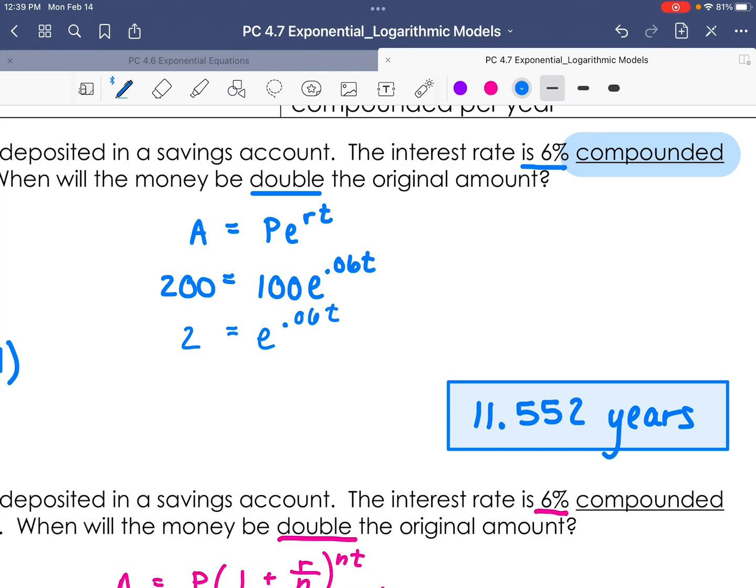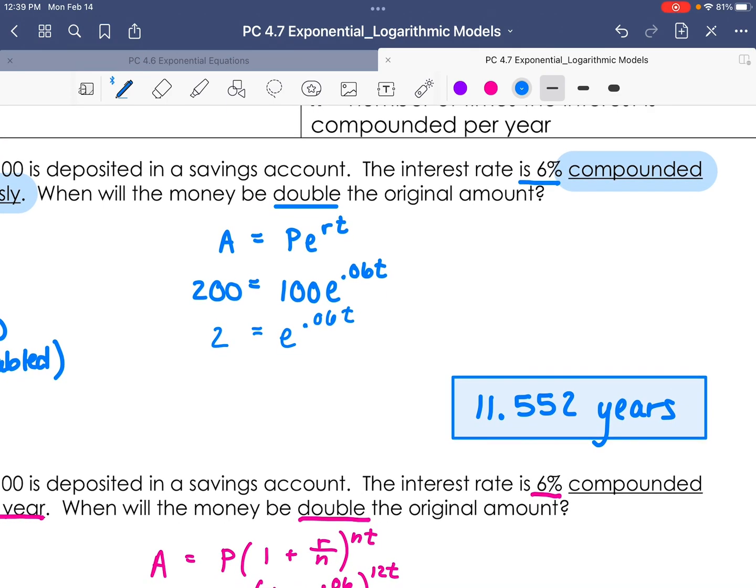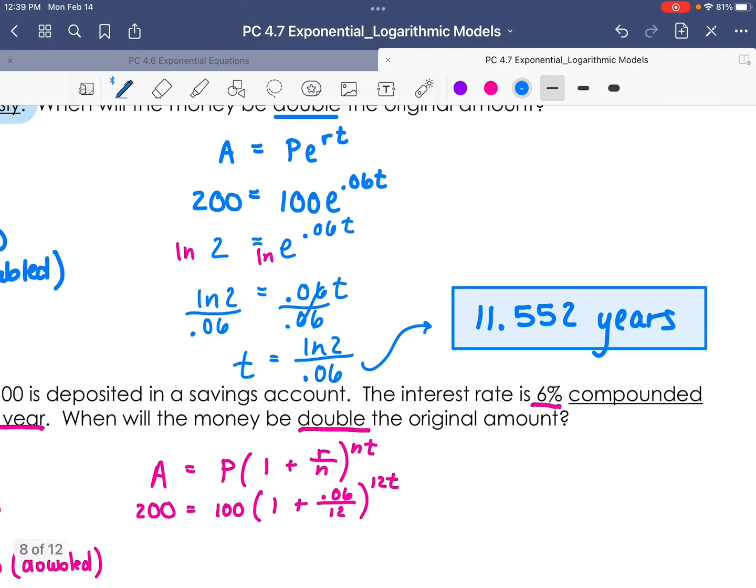and then to solve the exponential equation with a base e, remember to natural log both sides, or you can change to logarithmic form. Either way, you'll get natural log of 2 equals 0.06t, and then divide both sides by 0.06. So when plugging this into your calculator, you should get 11.552 years. And remember to always keep all of your answers accurate to 3 decimal places.